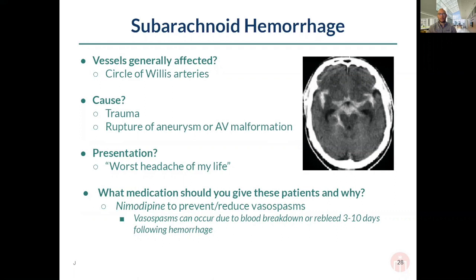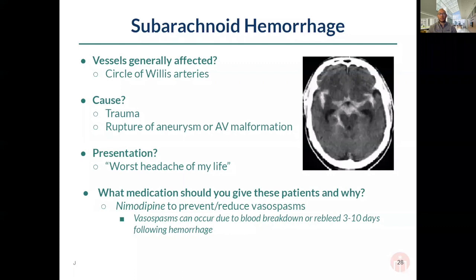Somewhat surprisingly, I'm not so worried about the pressure buildup in the subarachnoid space in this case as I was with the epidural or subdural hematomas. Instead, I'm worried about the blood itself causing nearby blood vessels to become irritated and vasoconstrict, which can actually lead to further ischemic strokes following a subarachnoid hemorrhage. And we can prevent that hopefully by using a medication like nimodipine.